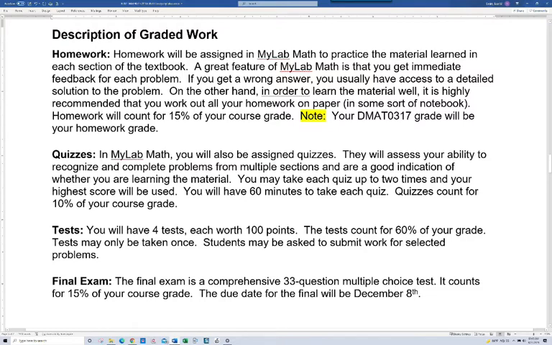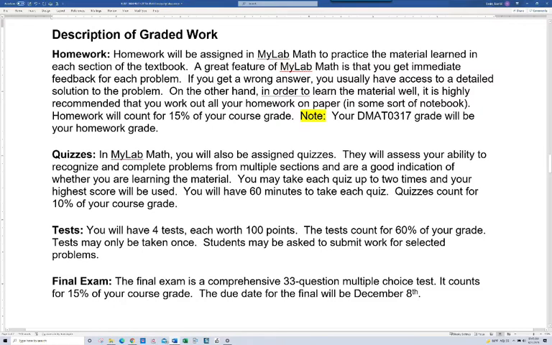So I want to go ahead and read the homework description here. Homework will be assigned in My Lab Math to practice the material learned in each section of the textbook. A great feature of My Lab Math is that you get immediate feedback for each problem. It's going to tell you if you get the right or wrong answer. If you get a wrong answer, you're normally going to have access to a detailed solution to the problem.